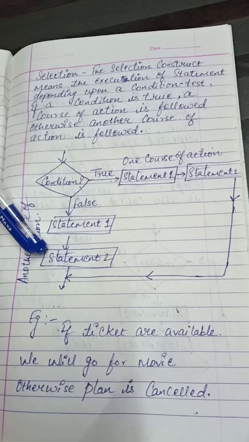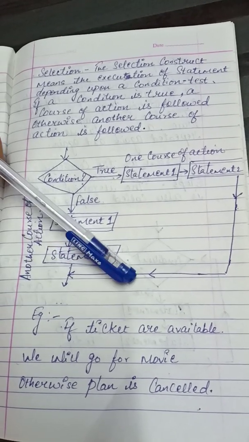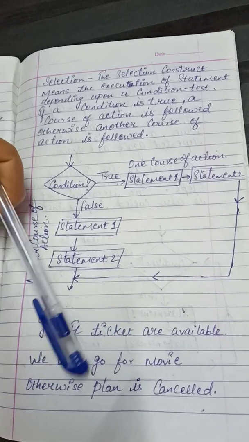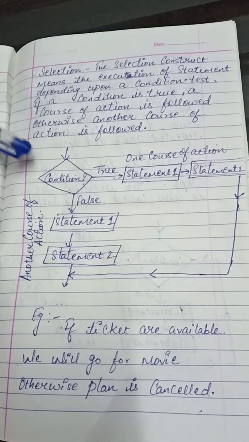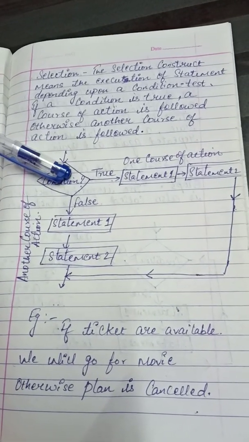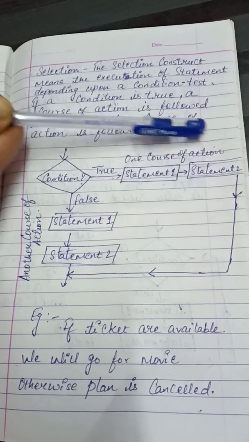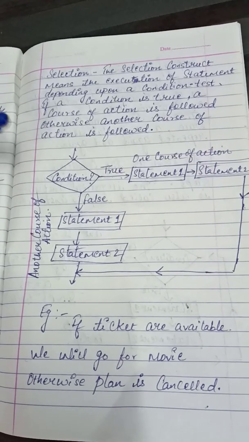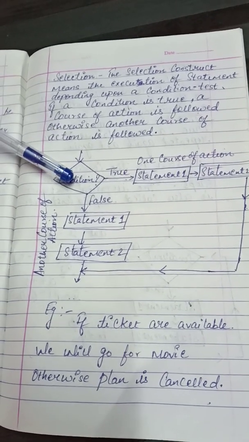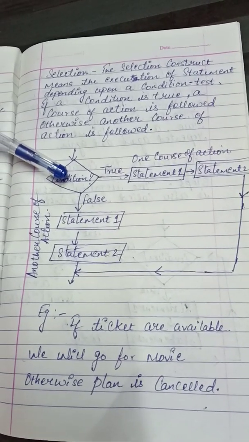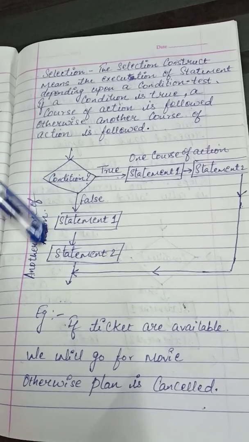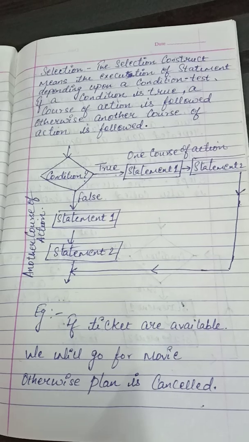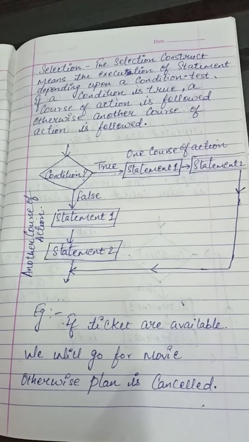You can see the example. If the tickets are available, we will go for the movie, otherwise the plan is cancelled. So the condition is true, that is tickets are available, so you will go for the movie. That means this course of action will be followed. And if the condition is false, that is tickets are not available, the condition has become false, so the plan will be cancelled and we will take another course of action. We can go for dinner or any other thing.